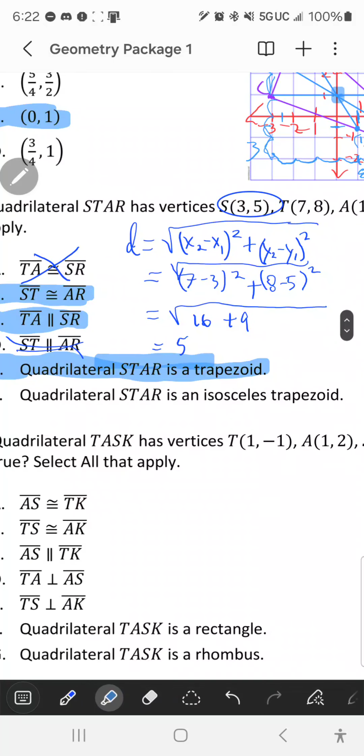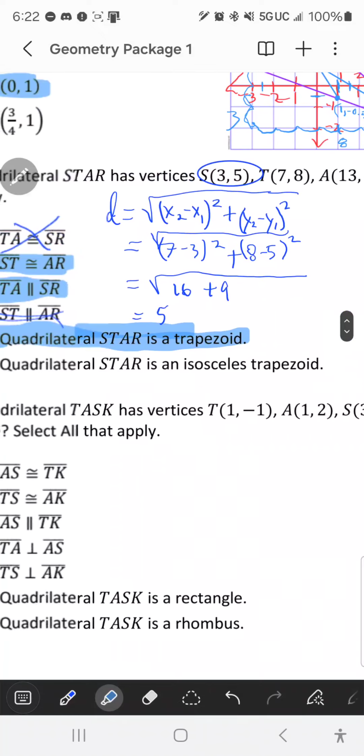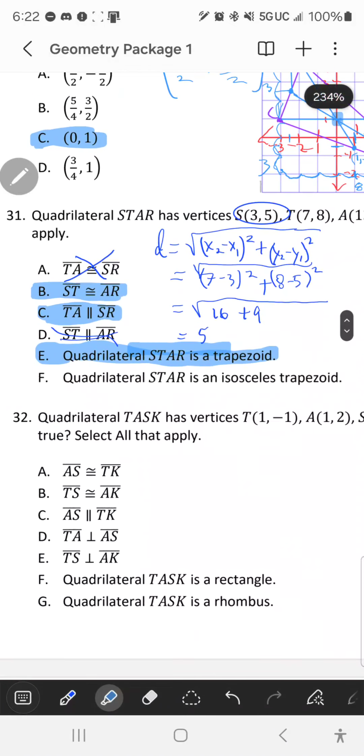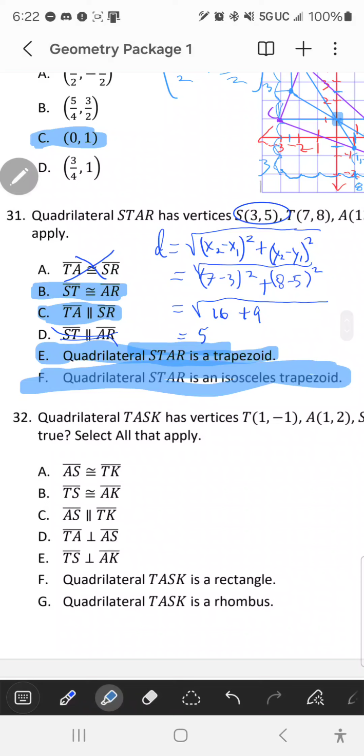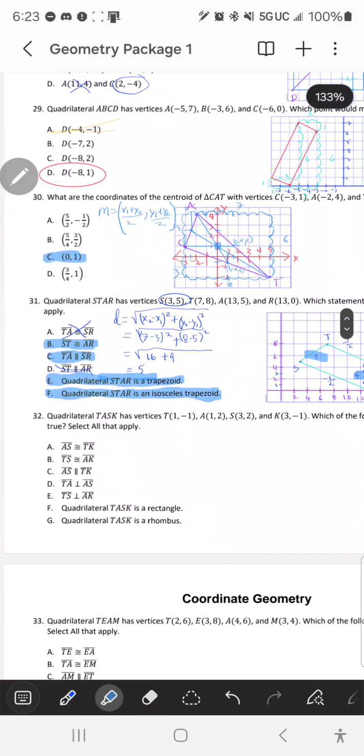And now, is STAR an isosceles trapezoid? Now is when this part becomes important. Since the non-parallel sides are equal, then we can say that yes, quadrilateral STAR is an isosceles trapezoid, and that's because the non-parallel opposite sides are equal. And that's basically it for this exercise.